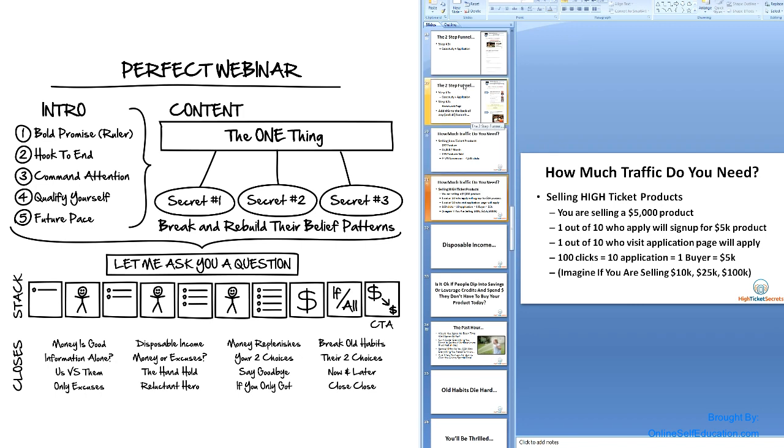All right. So there's the content. So you guys see how I structure that? And you notice how secret 1, 2, and 3, all they're doing is supporting the one thing, the one core focus of this entire thing.